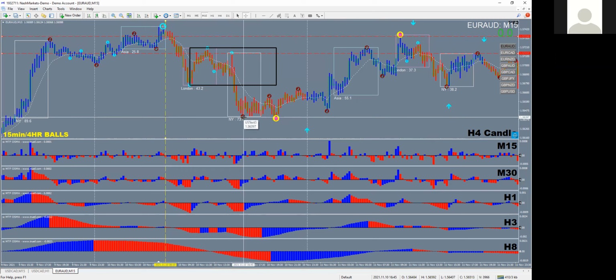Okay. Now is your decision point. Where do you want to get out? Or do you want to get out? Because the three ball is still active, right? Your H8 and H3 are still in alignment. Right? That's basically what you're looking for to get out or not get out, right? At the bottom of the session. Your first indication to get out is when the H3 turns blue, right?